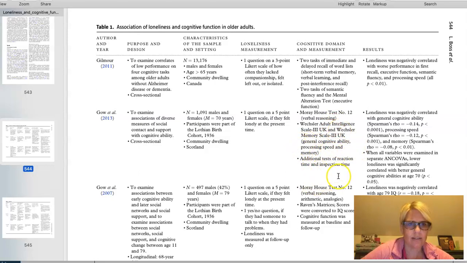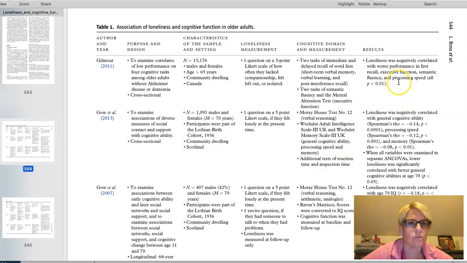Right here, it says additional tests of reaction time and inspection time. Sometimes they'll do measures that they just come up with on their own, or if there's a list of 20 of them, I wouldn't necessarily list all 20. You can just put that they used a bunch more tests, and then the person can go back to the article to look at that.